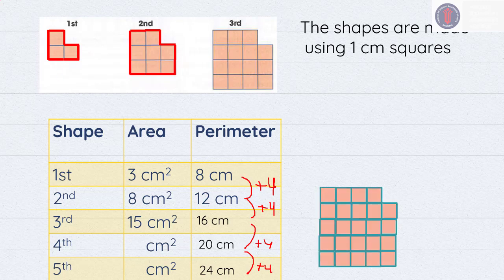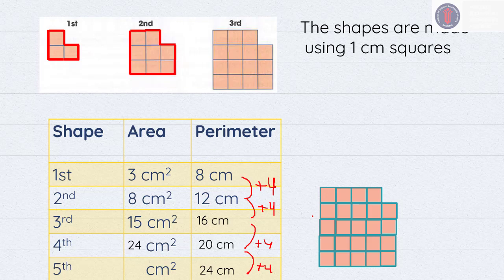See this one, if it is for the fourth shape, this one, 1, 2, 3, 4. See, there are 4 squares on the top, 3 squares, 2 squares, 1 square. So this one is 4. Next one will be 5, 5, 5, 5. See this one, it's always adding by 1, 2, 3, 4, and it will be 1, 2, 3, 4, 5. So we count how many squares? 24. There are 24 centimeter squares.